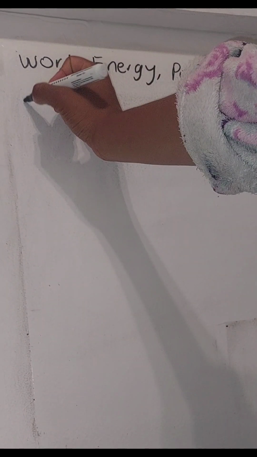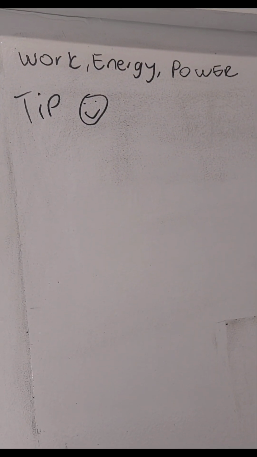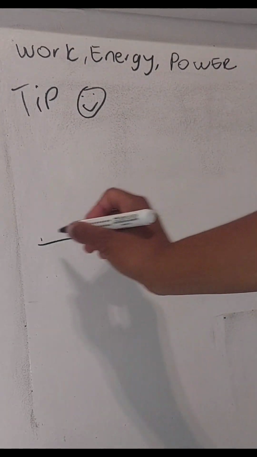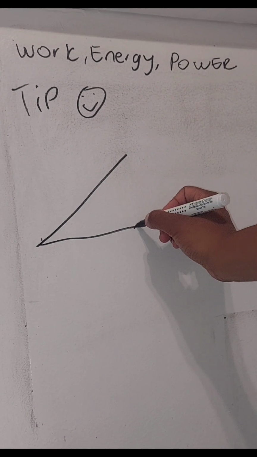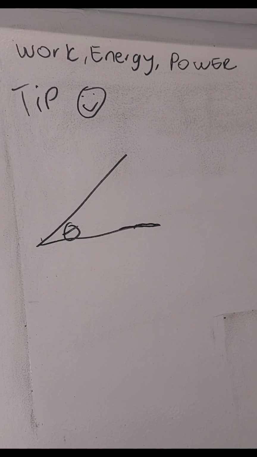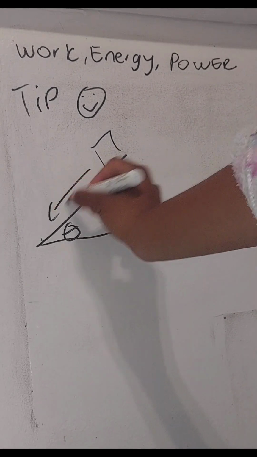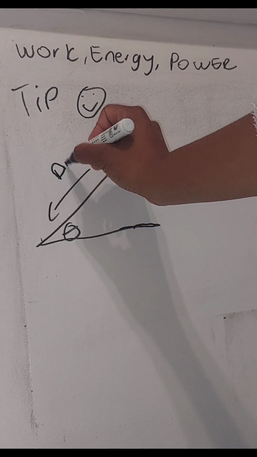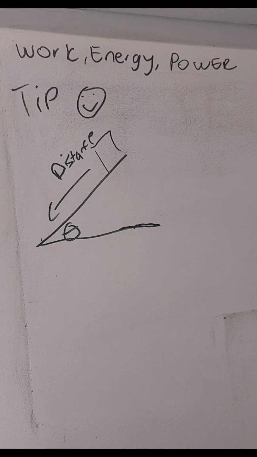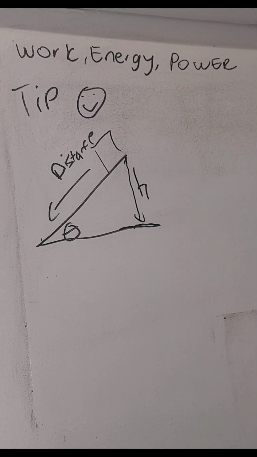And I also have a tip. A tip is for when we are dealing with work on an inclined plane. Here is theta, on an inclined plane, because you know that objects can move from up to down. Know that here is distance, and here it's height.